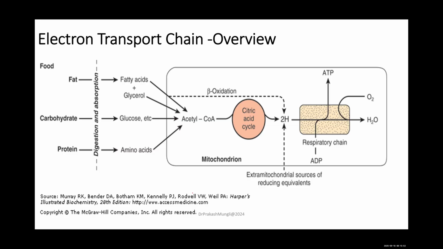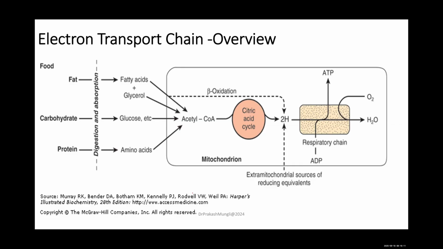Glucose undergoes oxidation, glycolysis, TCA cycle, and you get NADH, FADH2 out of it. Similarly, fatty acids undergo oxidation, again give you acetyl-CoA, TCA cycle, FADH2, NADH. Amino acids also can undergo oxidation if there is a need for energy.